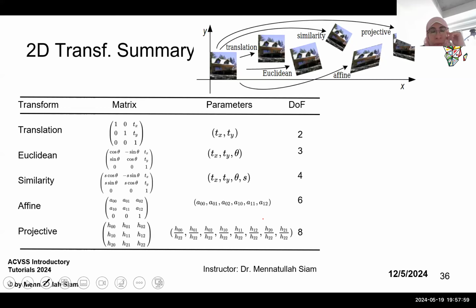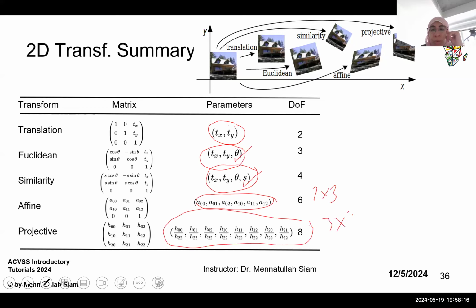So again, just a summary: for translation we have 2 degrees of freedom. Euclidean has 3, where we add the rotation. Similarity has 4, where we add the isotropic scaling. Affine has 6 degrees of freedom, so it's a 2x3 matrix. And then the homography has 8, because it's a 3x3 matrix, and we are always estimating it up to a scale. So the last element is 1, and then we are looking into the ratios. And you see here an example of translation, Euclidean, similarity, affine, and the final homography. So projective is meant for the homography, what we call 2D homography.